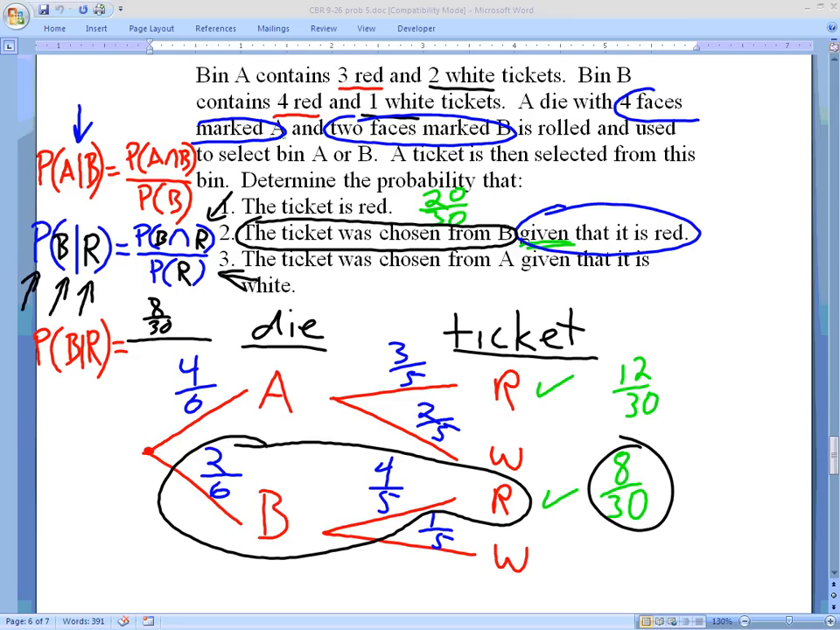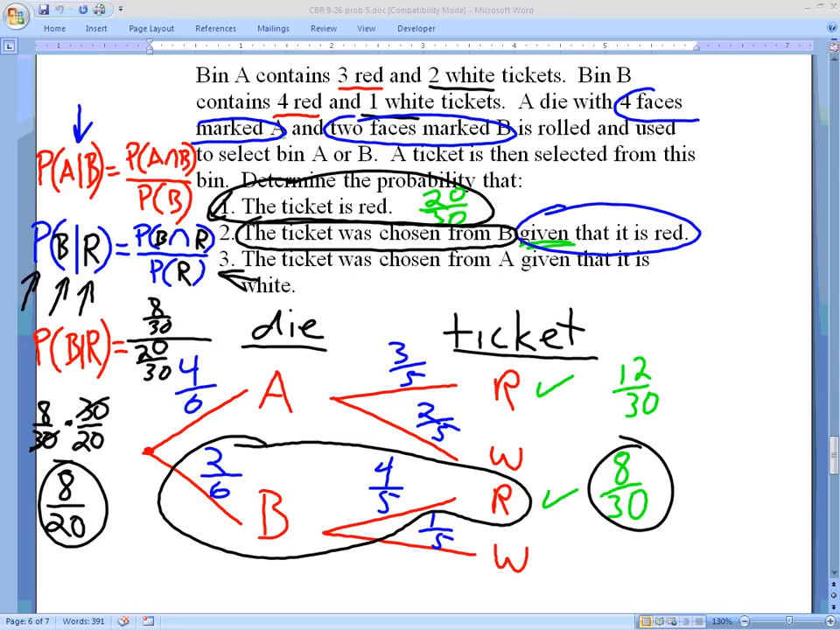We'll end up with a double-decker fraction here. And now just the probability of red, which was actually the part that we answered all the way back here in part 1, which is 20 over 30. We're essentially done. We just need to simplify. So how do we divide two fractions? Multiply by the reciprocal. So you have 8 over 30 times the reciprocal, 30 over 20. Cross cancel, the 30s cancel out, leaving 8 over 20. And that would be the probability that the ticket was chosen from B, given that it's red.